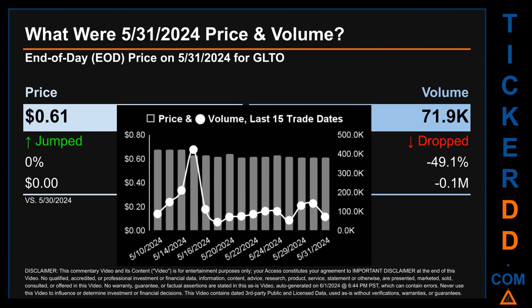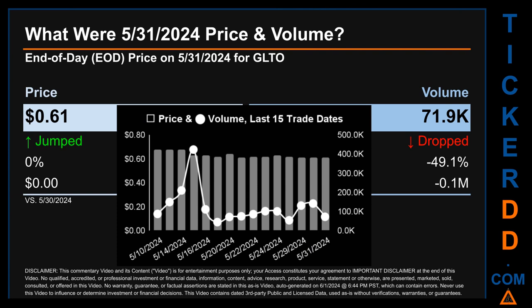What was end-of-day price and volume for GLTO? On Friday, May 31, 2024, GLTO had an end-of-day price of 61 cents and volume of about 0.1 million. Compared to the previous trading day, the price jumped 0%, gaining $0, while volume dropped 49.1%, decreasing about 0.1 million.